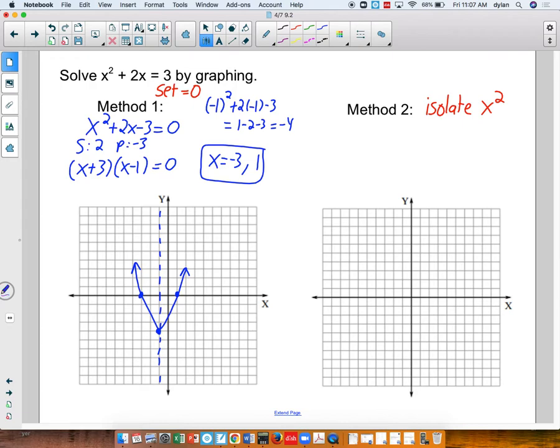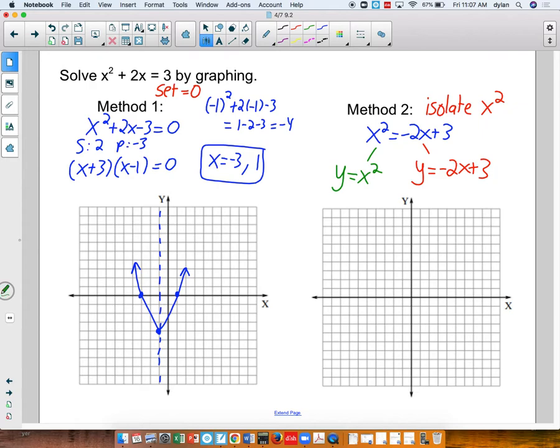So for this, we would subtract 2x from both sides. So we would have x squared equals negative 2x plus 3. And then all we need to do, we've done this before a few times this year, is we're going to graph each one of these separately. We're going to graph y equals x squared, and we're also going to graph y equals negative 2x plus 3. And where they cross will be our solutions.